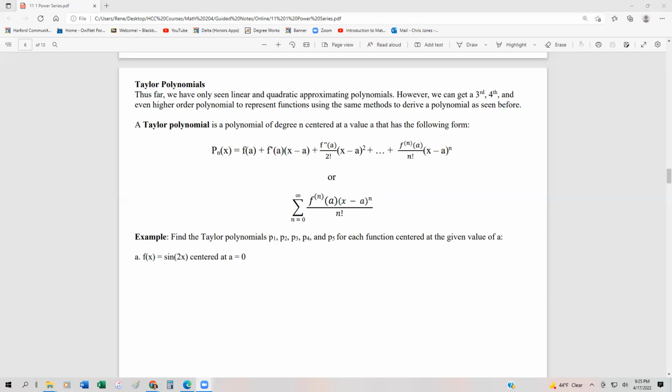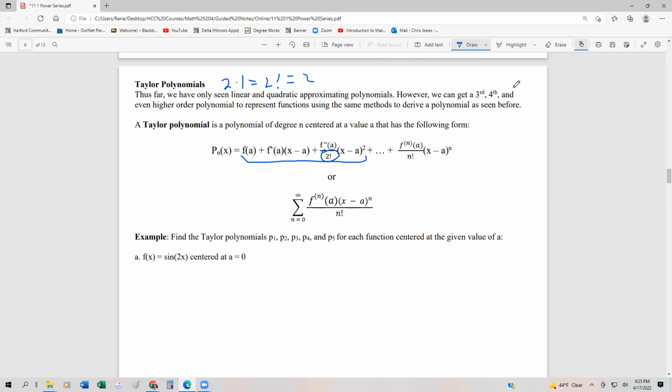So you might recall before that the second order polynomial was represented by this. Now we didn't have 2 factorial, we just had 2. But 2 factorial, remember, is just 2 times 1, which is 2. All right, so this is just another way to write it.